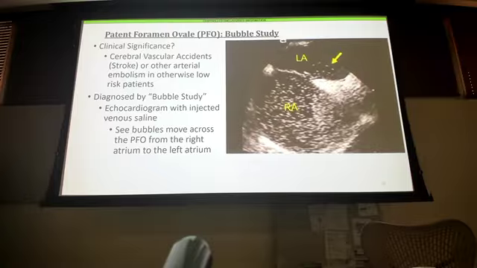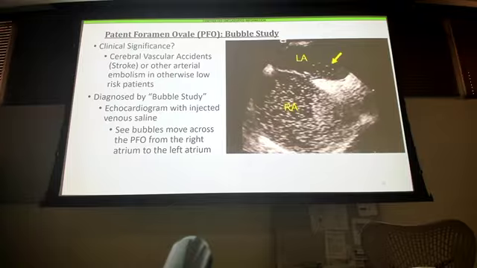So when you have somebody who has a stroke, and they're not a 60-something-year-old with carotid artery plaques, it's a 30-year-old female who's on birth control who has a stroke, maybe think about this condition, and maybe this is the cause of that stroke. Okay. How do you diagnose it?